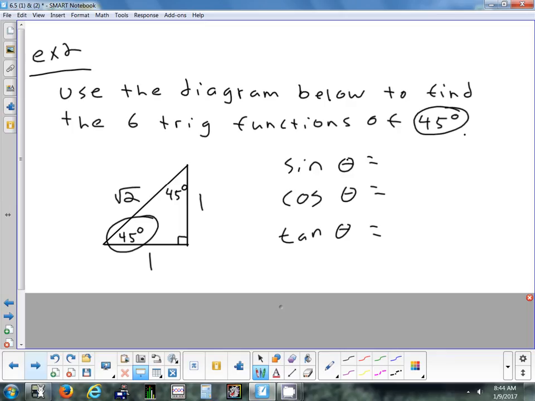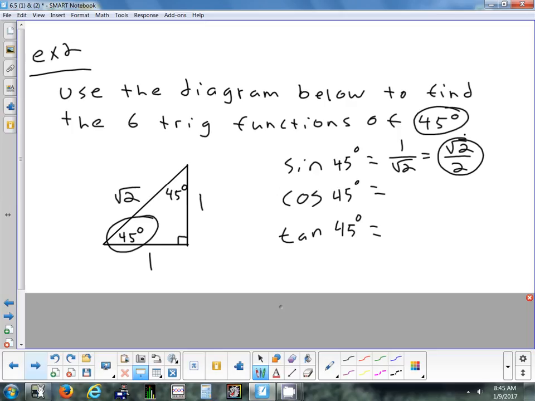Okay, Taylor, what would be the sine of 45? 1 over the square root of 2. And how would you fix that so the root's not in the bottom? 1 square root of 2 over 2. Yep. So square root of 2 over 2. Now, what about the cosine of 45? And actually, you know what? Instead of writing theta, I know what theta is this time. It's 45. Okay, so what about the cosine of 45?